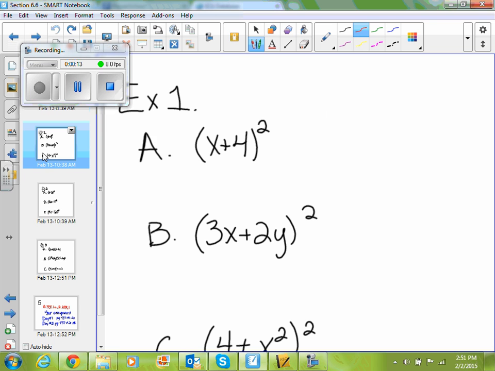So if I look at example 1a, I'm given x plus 4 squared. Okay, in order to do this, we cross off the square and we rewrite x plus 4, because x plus 4 squared means x plus 4 times x plus 4.